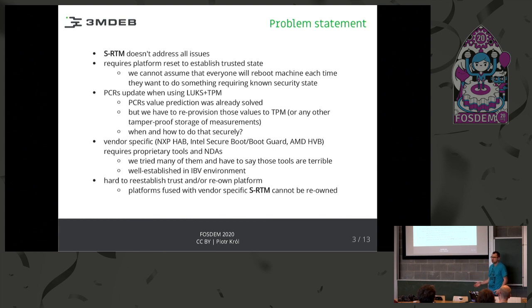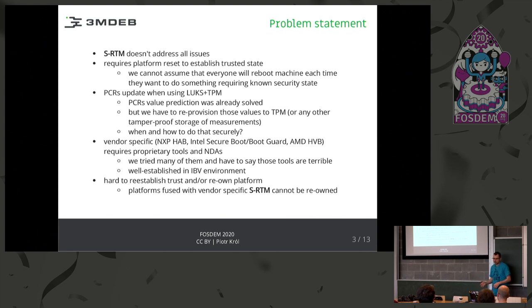Of course, this is not possible in various situations. We cannot expect from users that they will reboot the laptop every time they want to do something sensitive. We cannot expect that Amazon servers will reboot to establish trust. So that's why we need dynamic root of trust.